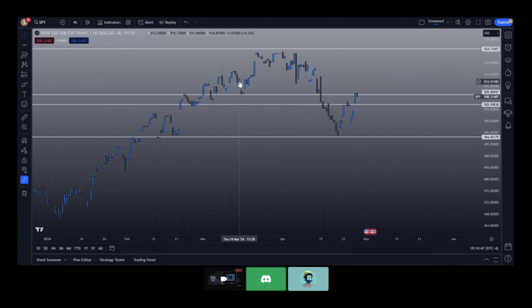All right, I think I see maybe another key level around here, but there's a little resistance over here. I'm not sure. It's not really a big one.